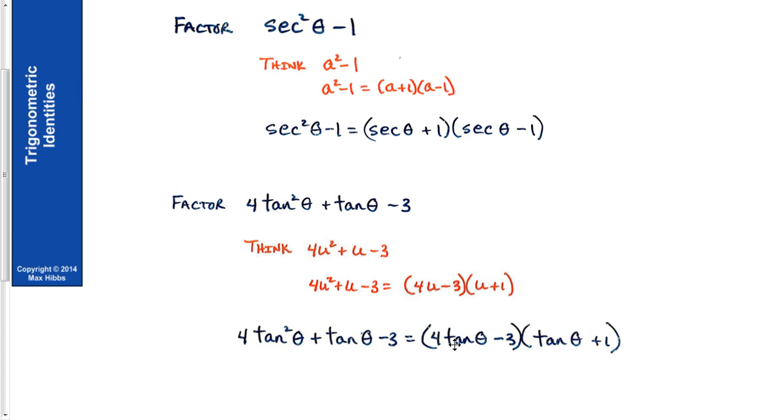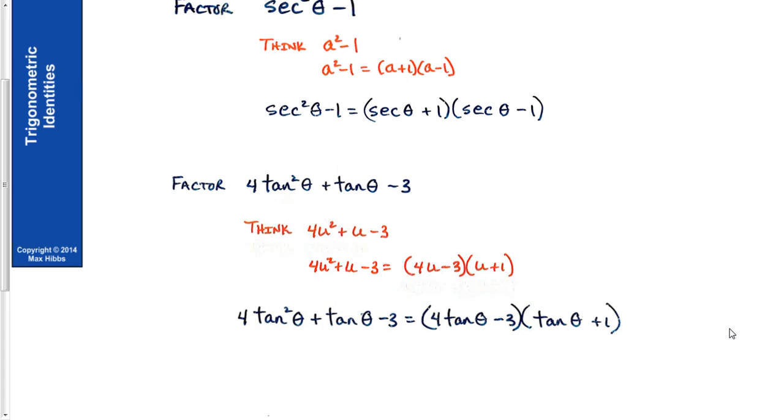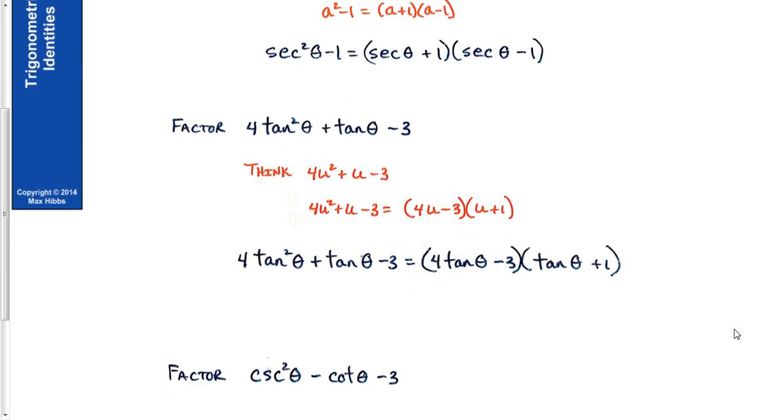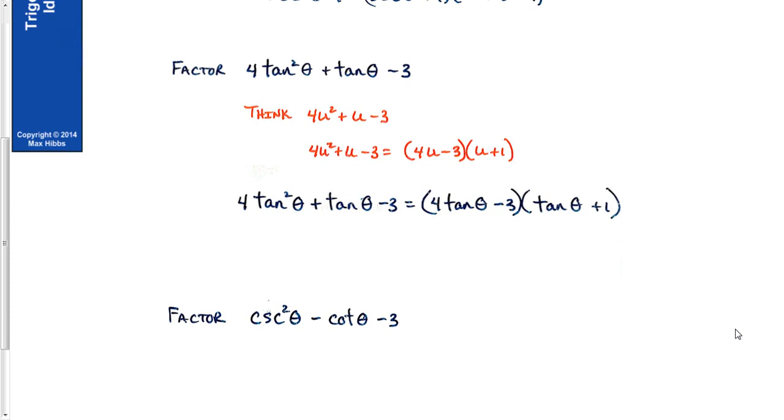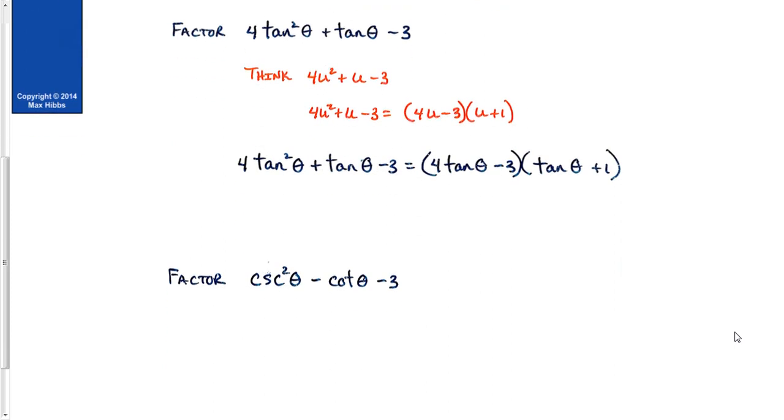And notice 4 tangent of theta times tangent of theta, of course, is 4 tangent squared theta. Negative 3 times 1, of course, is the negative 3 at the end. And here we have 4 tangent of theta times 1, which is just 4 tangent of theta, and minus 3 times tangent theta, which is minus 3 tangent theta. 4 tangent theta minus 3 tangent theta is just tangent theta. So we've been successful in factoring that, and that's a technique that we need to be able to use.